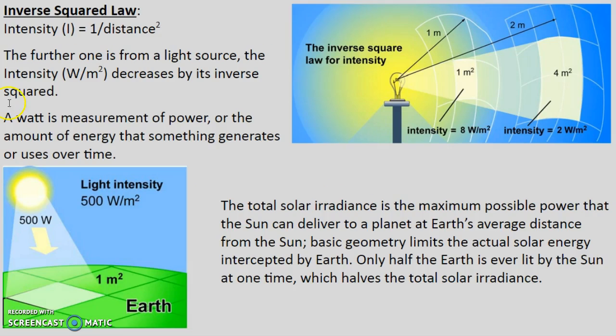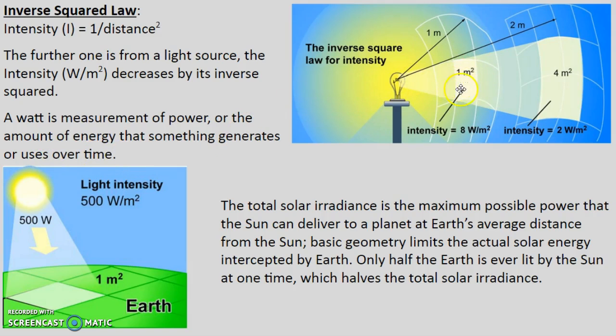So let's look at this a little further. Intensity is going to equal 1 over distance squared. The further one is from the light source, the intensity in watts per meter squared decreases by its inverse square. A watt is a measurement of power, or the amount of energy that something generates or uses over time.